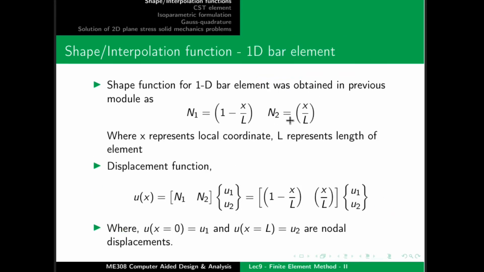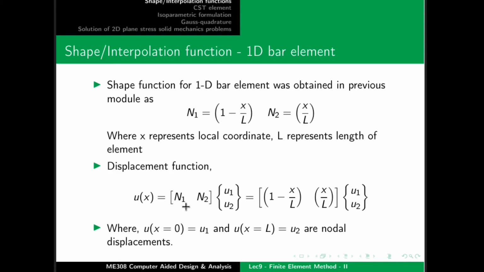In the last module, we derived the expression for shape functions for 1D linear and quadratic bar elements. In this lecture, we are going to develop a systematic, more structured procedure for deriving shape functions that will help us to extend this idea to two-dimensional elements. For a one-dimensional element, shape functions were obtained as N1 equal to 1 minus x by L and N2 equal to x by L, where x represents the local coordinate and L represents the length of the element.